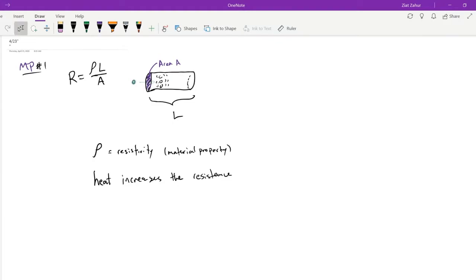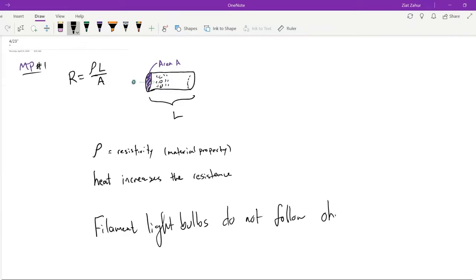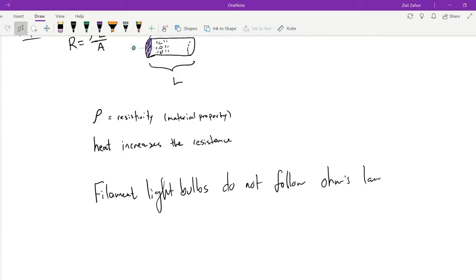And this leads to other topics in that traditional light bulbs. I should call them filament light bulbs. Filament light bulbs do not follow Ohm's law because of this heat difference, right? So heat equals more resistance. Yes, heat equals more resistance.